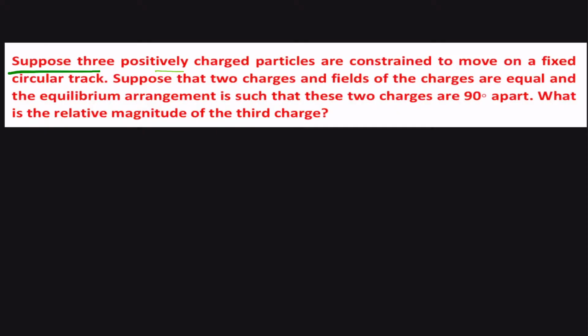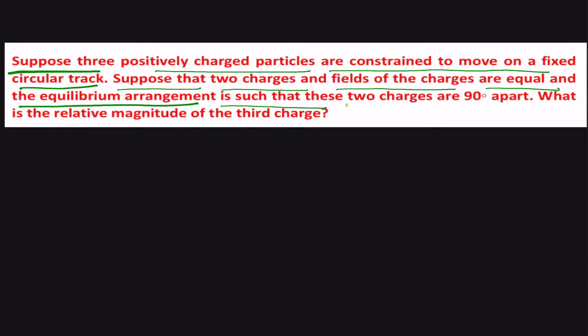Suppose 3 positively charged particles are constrained to move on a fixed circular track. Suppose 2 charges and the fields of the charges are equal, and the equilibrium arrangement is such that these 2 charges are 90 degrees apart. What is the relative magnitude of the third charge?